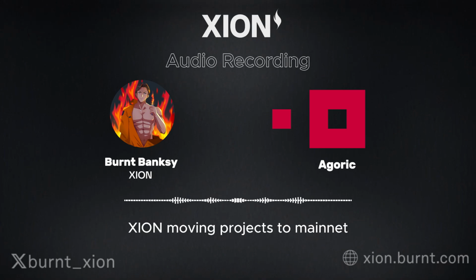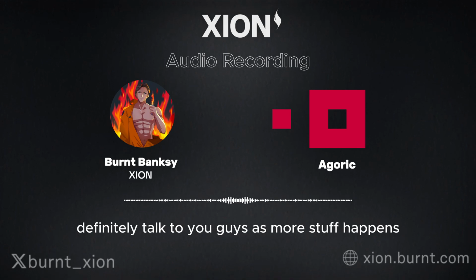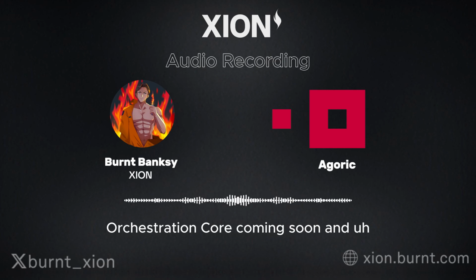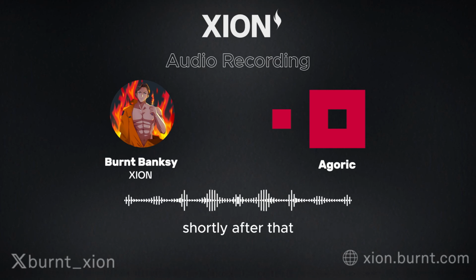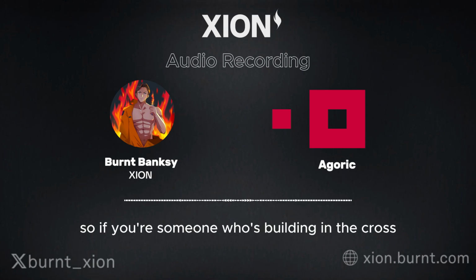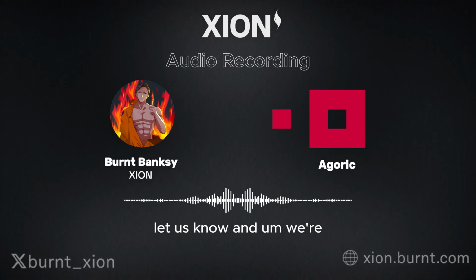Super excited to hear about what's coming up, Zion moving projects to mainnet. Love to hear about that. We're gonna keep tabs on that. Definitely talk to you guys as more stuff happens. Roland, thank you so much for the product update. Orchestration Core coming soon, and shortly after that, the orchestration API will be released. So if you're someone who's building in the cross-chain space and you want to get started, feel free to reach out to either of our teams and let us know.